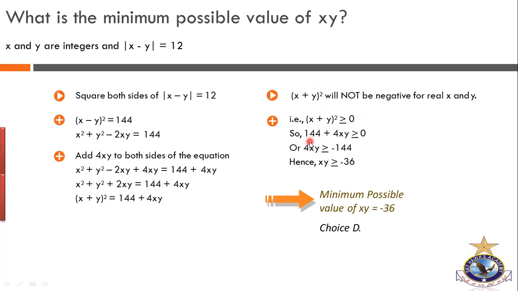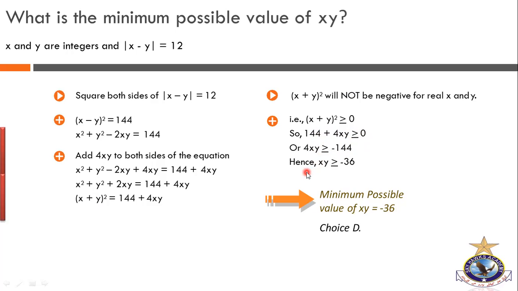So 144 plus 4xy. Actually, this is the left hand side of this one. Can you see this? So if this side cannot be negative, then this also must be equal to 0 or greater than 0. That's why I am writing that this is greater or equal to 0. In this way, we are just shifting the numbers to the other side of the inequality, and only the change of sign is there.